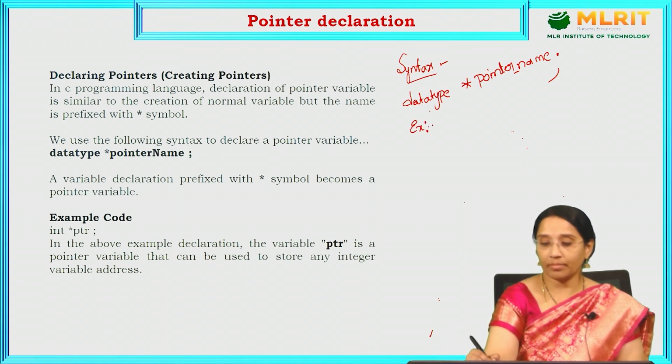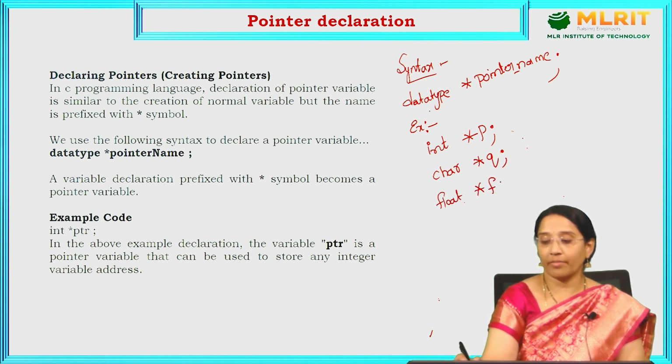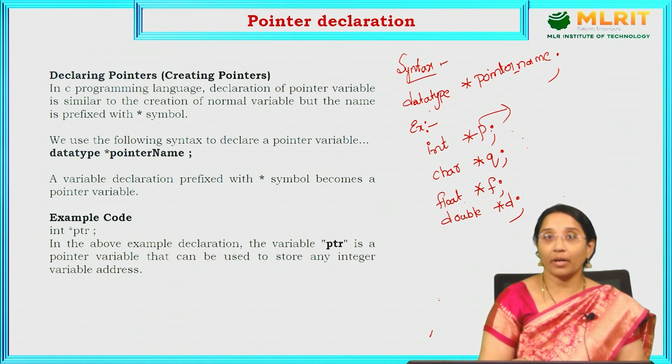Example: int pointer p. Any name you can take. Suppose I take here char pointer q, next float pointer f, double pointer d. So what does it mean? Here these are not normal variables, they are pointer variables. Pointer variables are special types of variables.